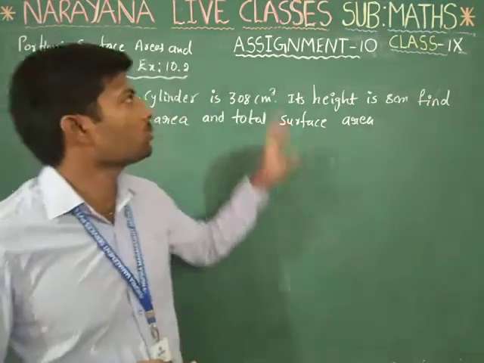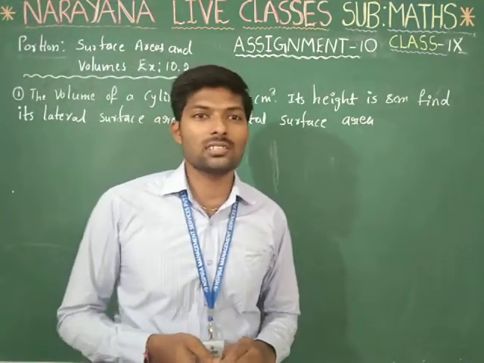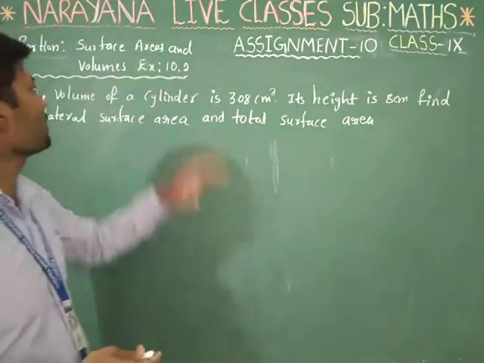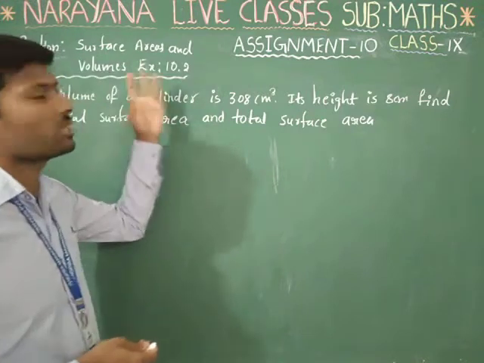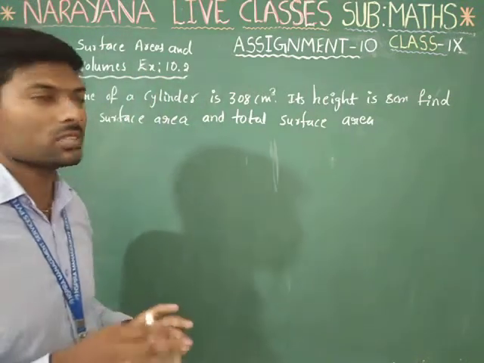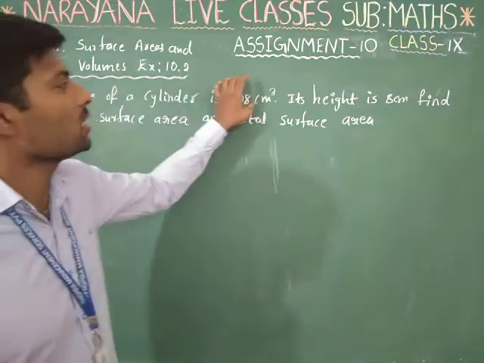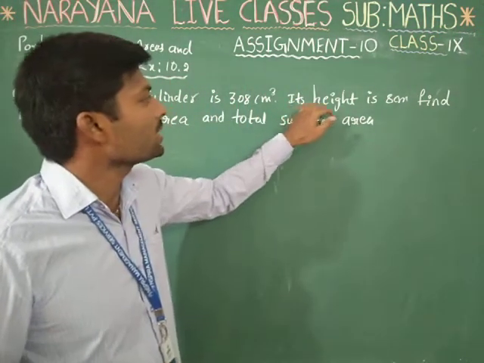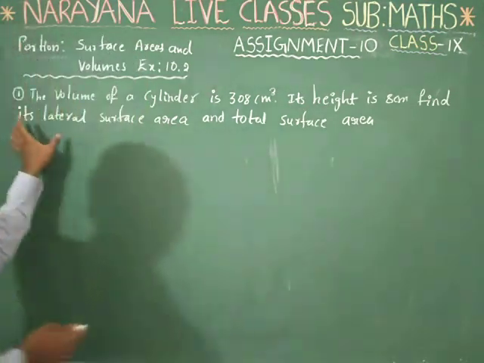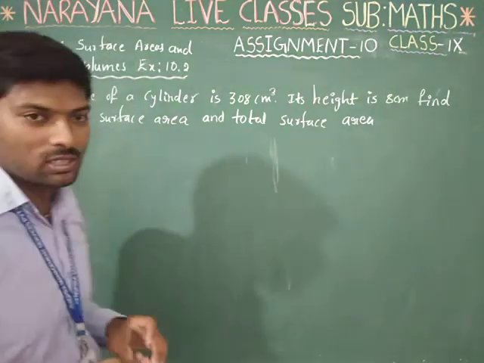Today I am going to explain about assignment 10 from ninth class. The topic is surface areas and volumes from exercise 10.2. So let us see a few questions from the assignment. The first one is: the volume of a cylinder is 308 centimeter cube and its height is 8 centimeter. Find its lateral surface area and total surface area.